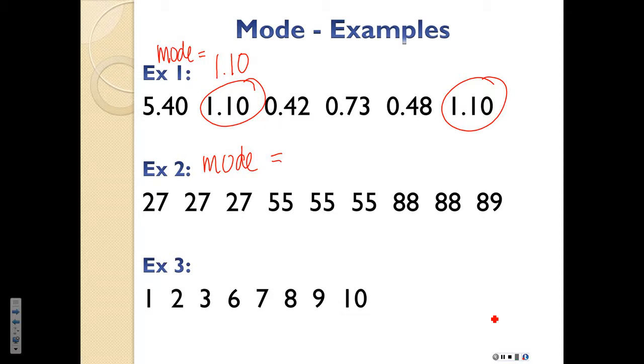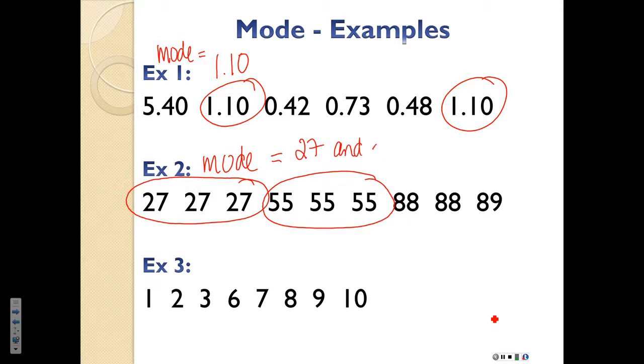Okay. So, for example number 2, mode equals 27. So y'all said 27 and 55. Why is that? Because they're both put down 3 times. Exactly. What about that 88? Twice. Exactly. It's the greatest frequency. So because I have these two 3 times, that trumps the 88 being twice, right? So how do I actually write that? Well, you would just say 27 and 55. That's your actual answer, okay?